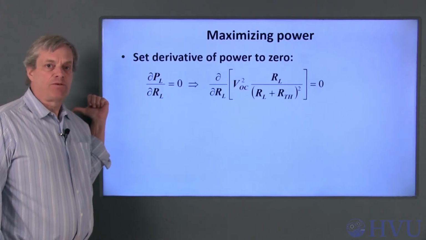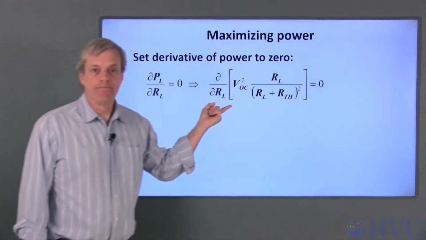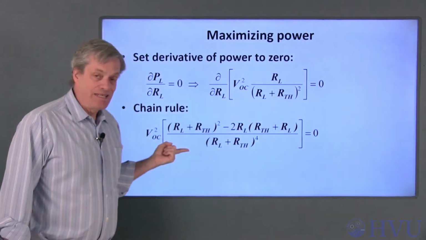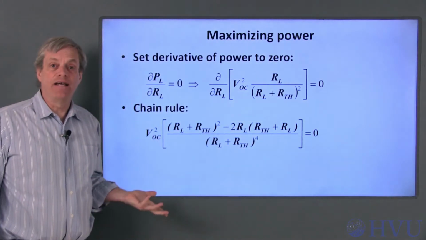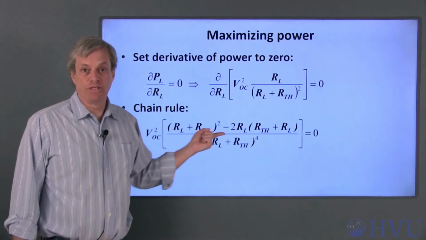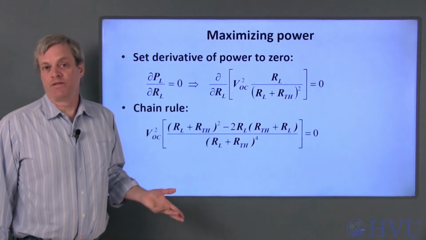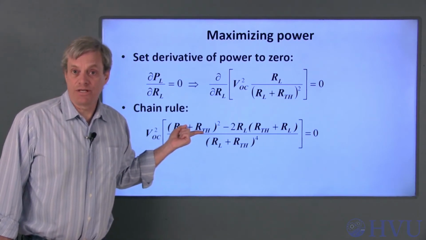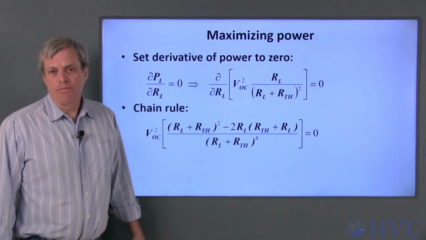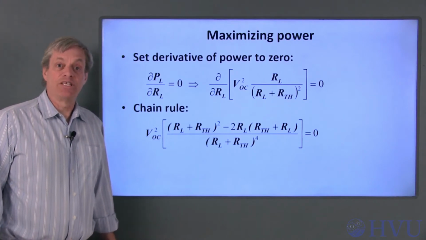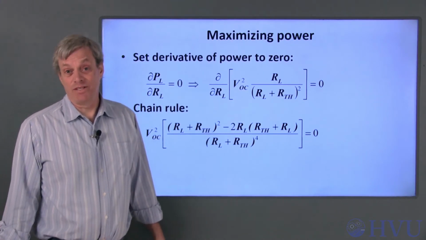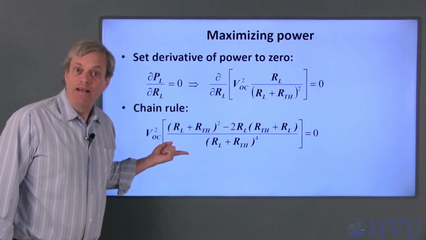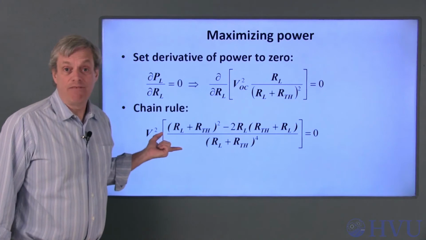Substituting the previous expression for power results in this. We can use the chain rule to perform this derivative, which results in this expression. To find the maximum, we can set the numerator equal to 0. There are two possibilities that result in this. The first is to set RL plus RTH equal to 0. This solution has a couple of problems though. The first is that it requires a negative load resistance, which isn't physically possible. The second drawback is that it results in a 0 denominator, and 0 over 0 is undefined.